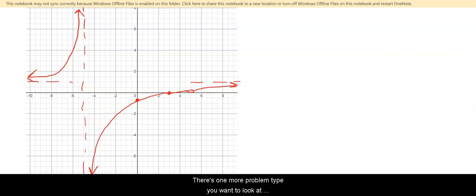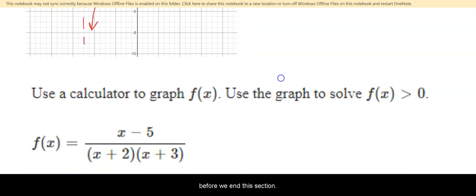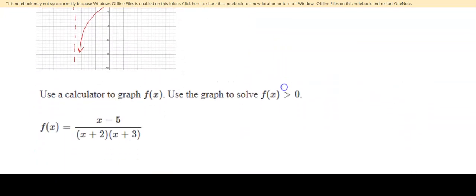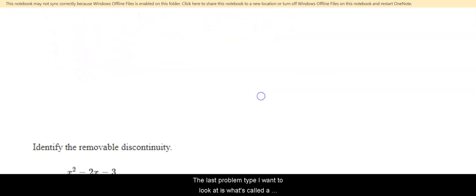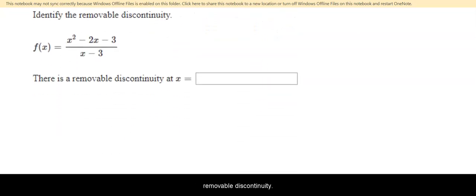There's one more problem type we want to look at before we end this section. The last problem type I want to look at is what's called a removable discontinuity. The removable discontinuity is the hole that I've been dealing with all the way along, but this problem is important for another reason. This problem also has a slanted asymptote. In fact, it is a slant asymptote. Let's take a look at this one and see what happens when we factor the top and the bottom.